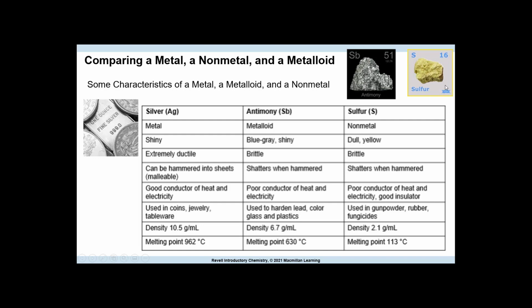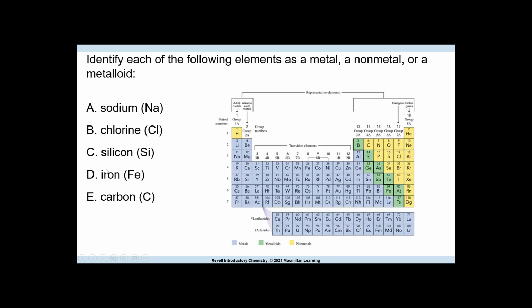Now if we look at sulfur. Sulfur's yellow. It's very dull. It's a powder. It's brittle. It shatters when it's just a powder. If you break this, it goes into a powder. It's a poor conductor of heat and electricity, but it's a good insulator. Used in gunpowder, rubber, fungicides. Its density is very low compared to the other ones, and its melting point is also very low compared to the other ones.